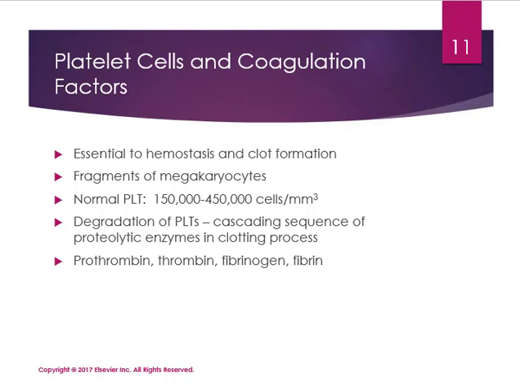We know that they are smaller in size than the red blood cells, but they're essential for hemostasis and clot formation. We also know that platelets are fragments of megakaryocytes, which are the precursor cells that form in the bone marrow. A normal platelet range is anywhere from 150,000 to 450,000.